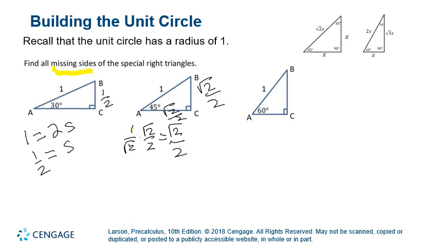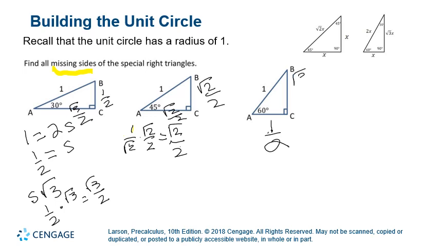And then the median side is the short side times the square root of 3, which is 1/2 times the square root of 3, or square root of 3 over 2. So across from the 30 will be 1/2, and across or opposite the 60 will be the square root of 3 over 2. Now you're probably wondering, well, does this have anything to do with the unit circle?